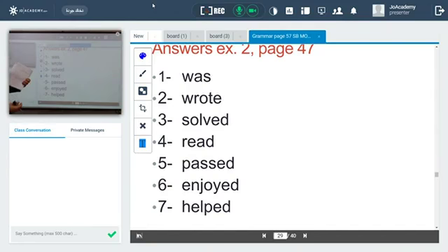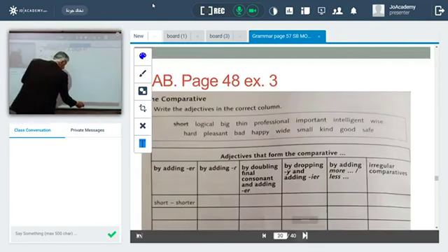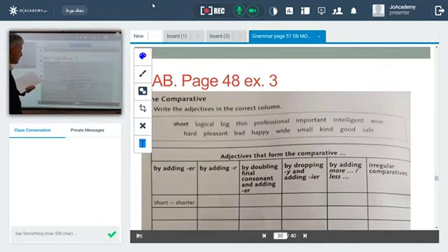And here we have a table, and we need to fill this table with the right adjective. Write the adjective in the correct column. Comparative, we know comparative, comparing between two things or two people. Here we have by adding ER. Sometimes we will add ER to the end of the adjective.